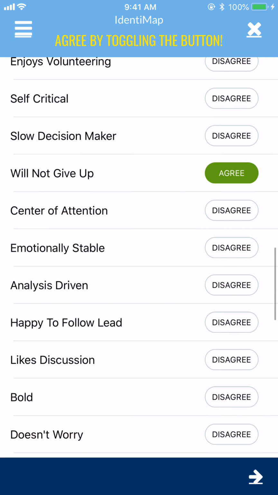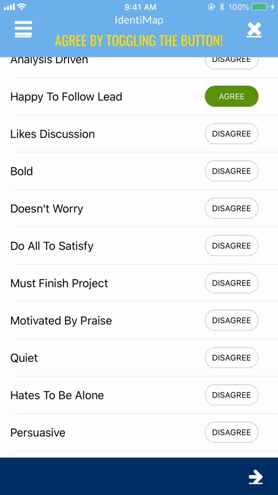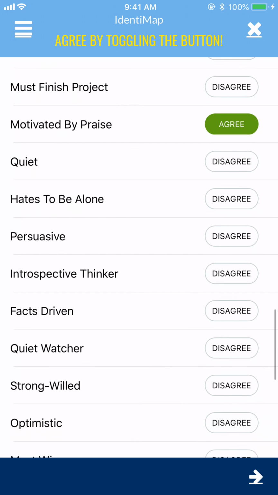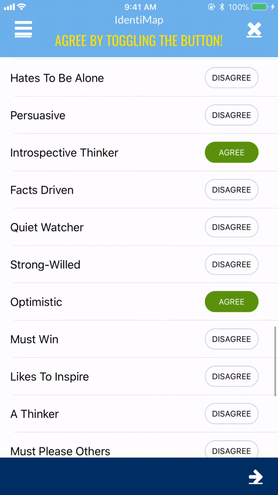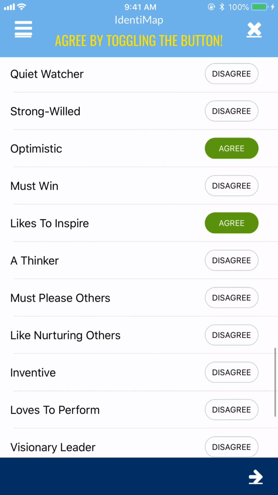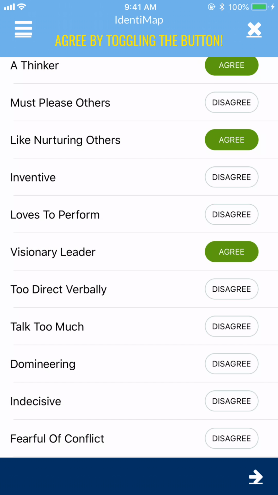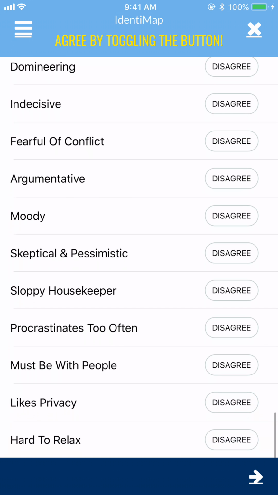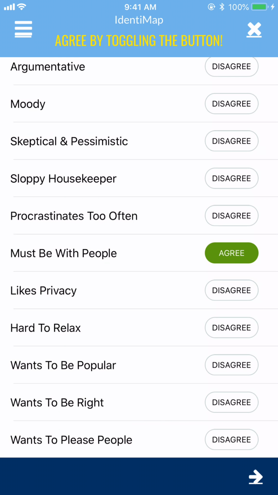I don't want them to give up. I want them to be emotionally stable. I want them to be happy to follow somebody's lead. I don't want them to worry. I hope they're motivated by praise. Introspective thinker would be great. Optimistic for sure. Likes to inspire. A thinker. Likes nurturing. Leader maybe. I don't want them to be argumentative or moody. I want them to like to be with people. So I'm going to say that's as far as I go.